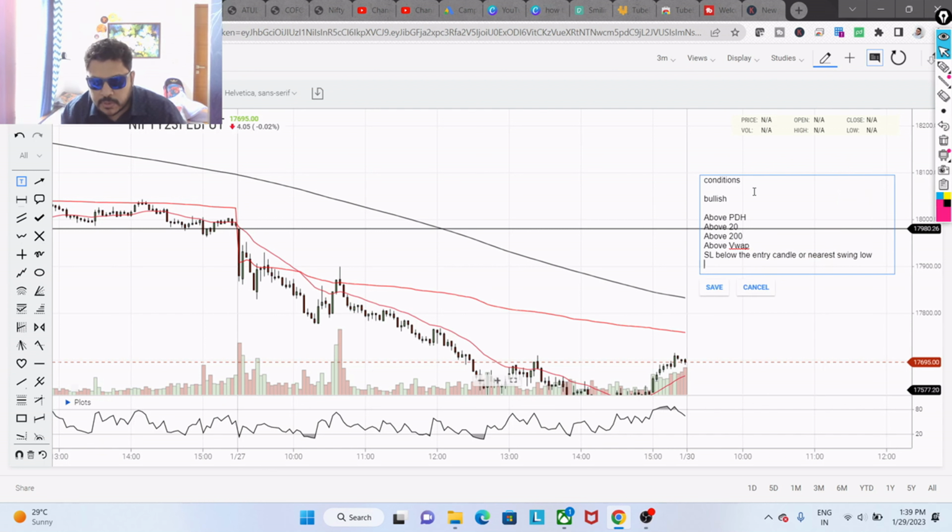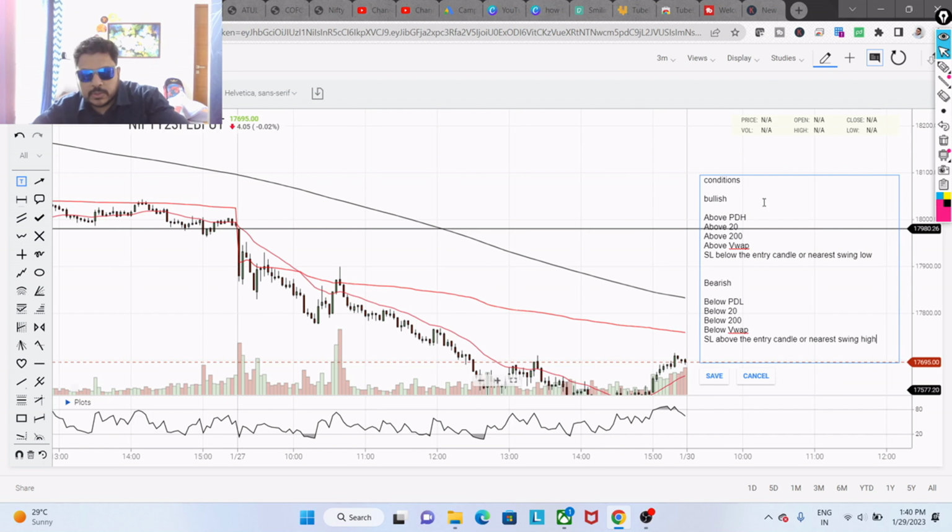Okay, so this is the condition for bullish, this is the condition for bearish. Below, everything same: below previous day low, below 20, below 200, below VWAP. SL above the entry candle or nearest swing high. Okay, so these are the rules which you need to follow.